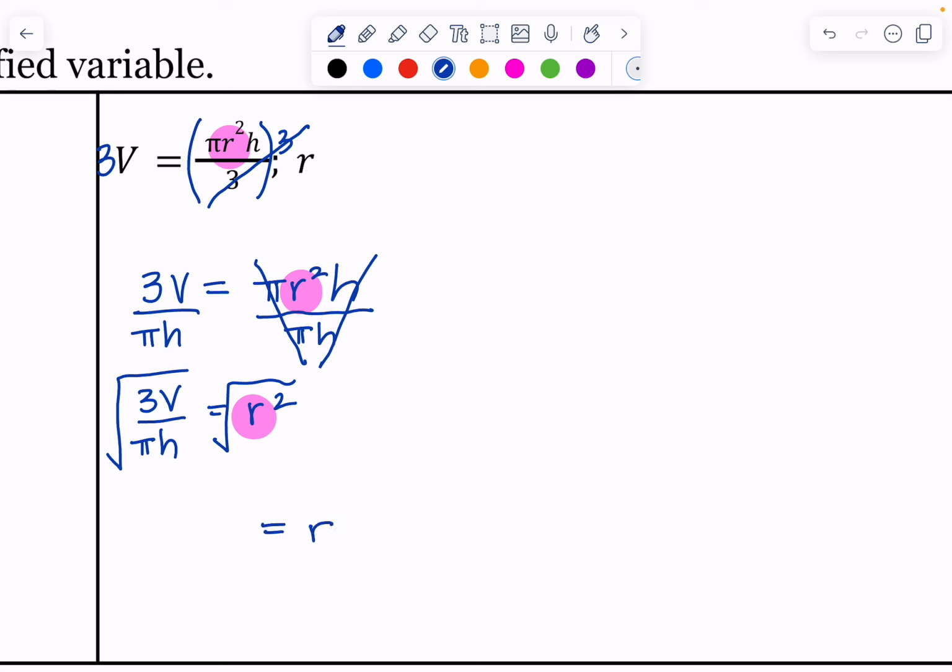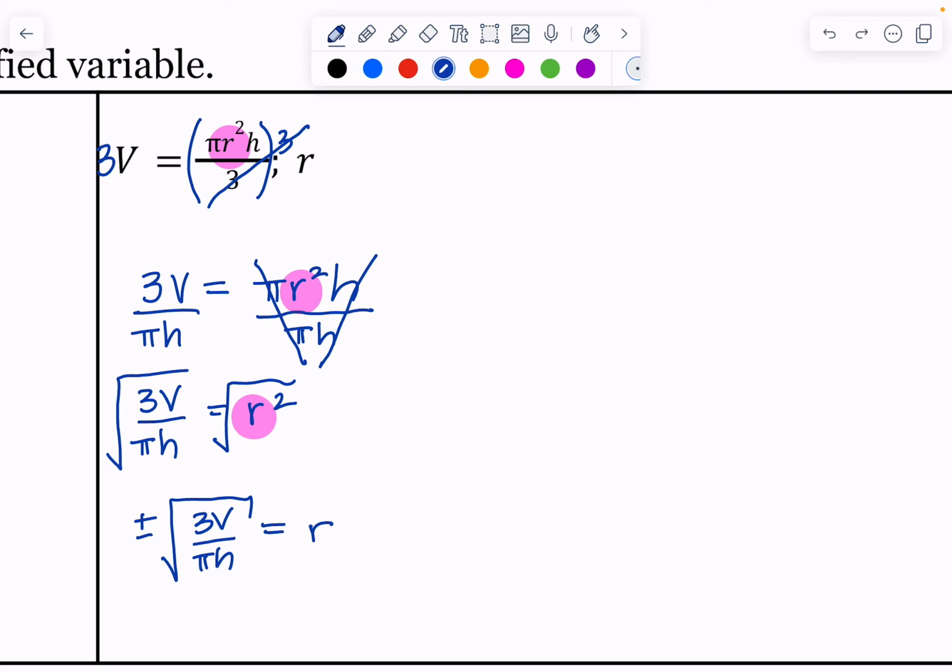And when you square root something, if you think about it, if I take the square root of 25, that would be 5 or negative 5, because also negative 5 times negative 5 would be positive 25. So if we think about that, we are going to have plus or minus the square root of 3V over pi h. And this plus or minus says that there's two solutions here.